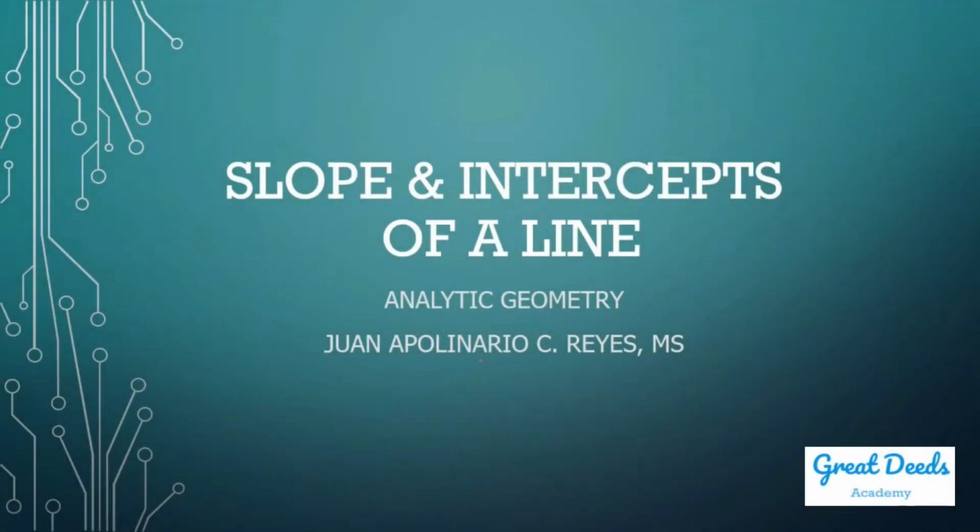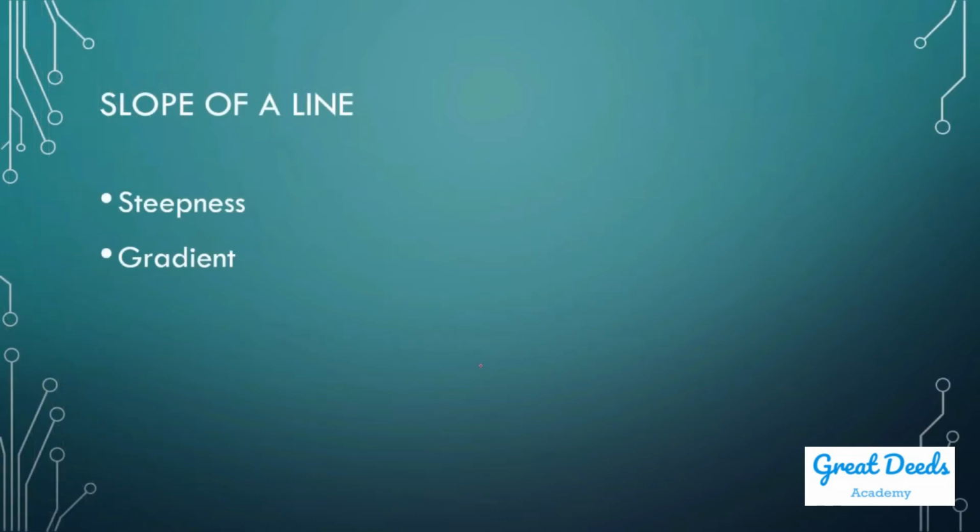Slope and intercepts of line. The slope of a line is also what we call the steepness of a line. And maybe you can still recall from differential calculus, you also referred to the steepness as the gradient.